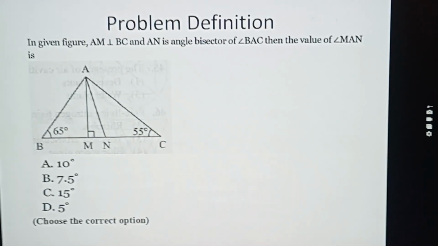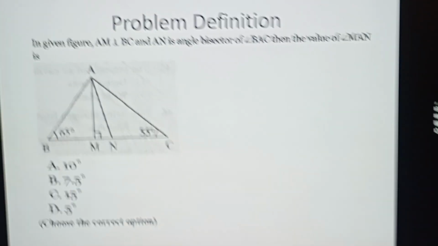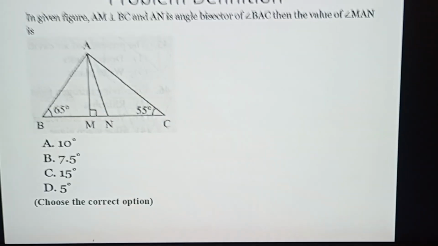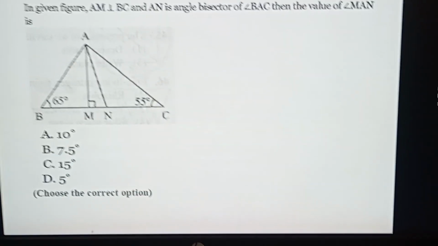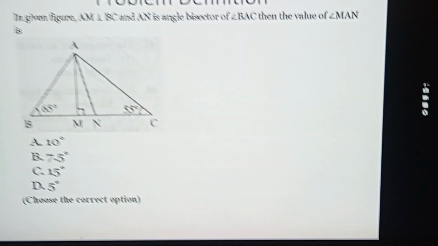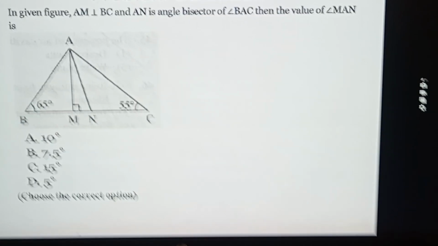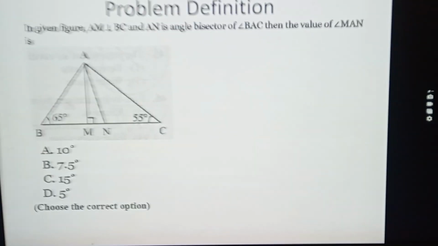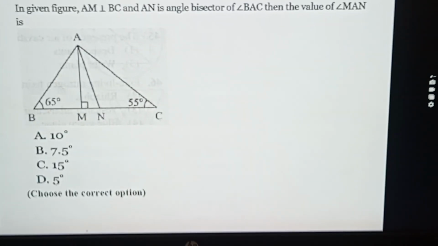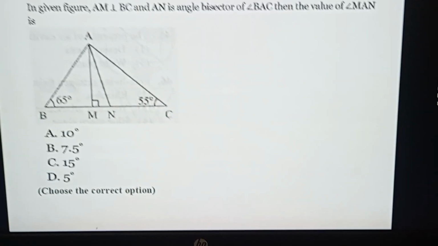This is the problem definition. In the given figure, you will see a figure of a triangle ABC below. AM is perpendicular to BC and AN is the angle bisector of angle BAC. Then the value of angle MAN is.